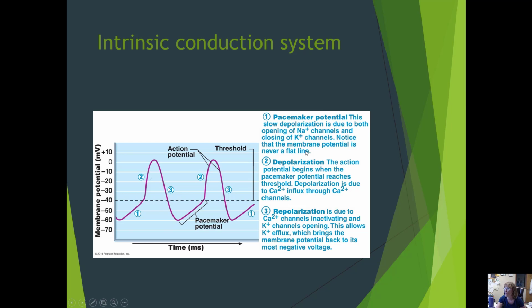Also, this is important, notice that the membrane potential is never a flat line. We don't have a long resting membrane potential. As soon as we get down to the levels that are going to open those funny channels, they open back up again, and then that proceeds to threshold. When we get to threshold, that's going to open the calcium channels, and they will allow that action potential to happen. And then, of course, we'll have repolarization, and we bring it back down again, and we start the thing all over again.